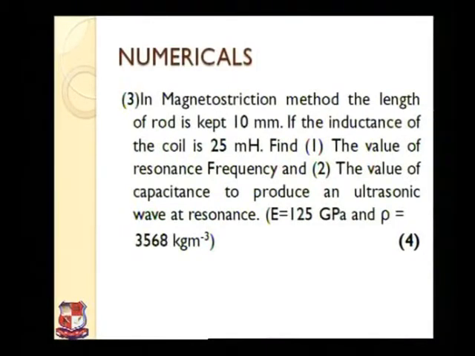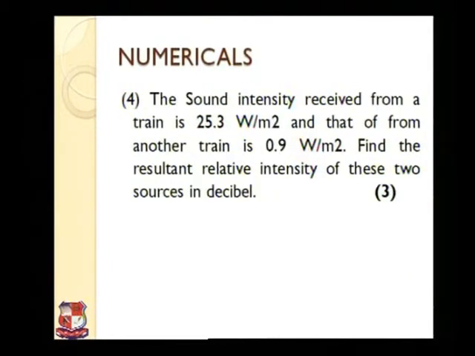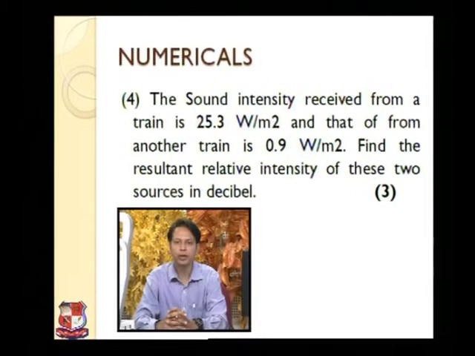Let us go to next numerical. This is the 4th numerical which is being asked. The sound intensity received from a train is 25.3 watt per meter square, and that of from another train is 0.9 watt per meter square. Find the resultant relative intensity of these two sources in decibel.